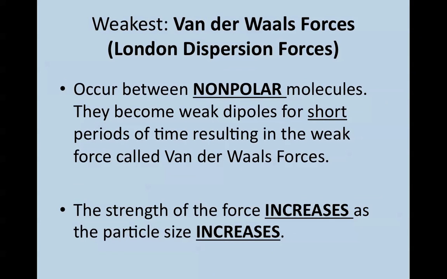So we have three types we're going to focus on. The first one is our weakest type of intermolecular force, or IMF. It's called van der Waals forces. Commonly you'll see it as London dispersion forces. These always take place between non-polar molecules. So you want to definitely memorize and know that London dispersion forces have to do with non-polar molecules. These are, again, very weak.